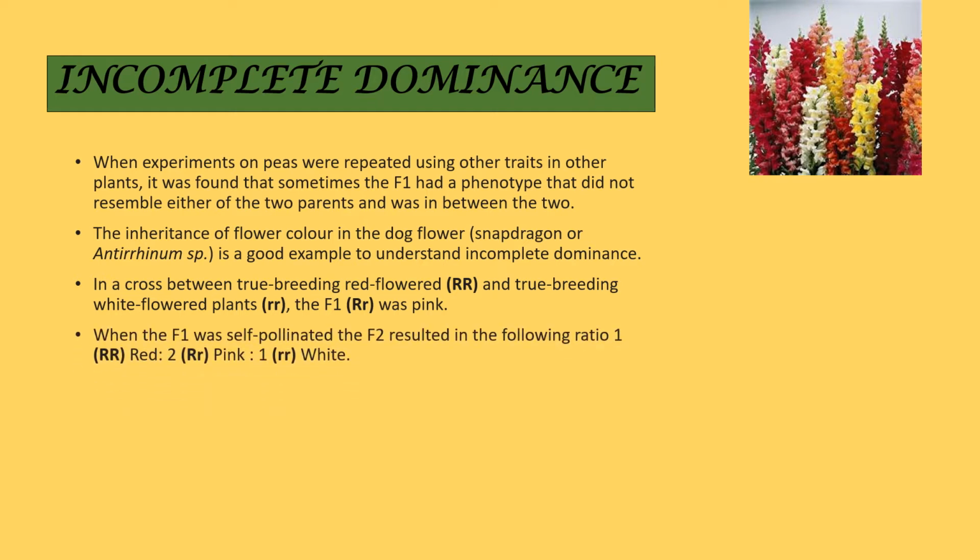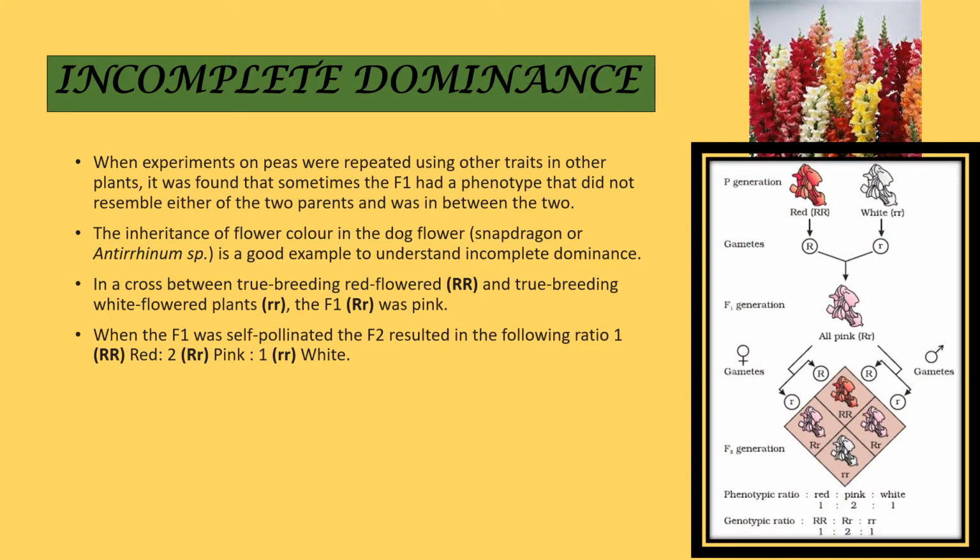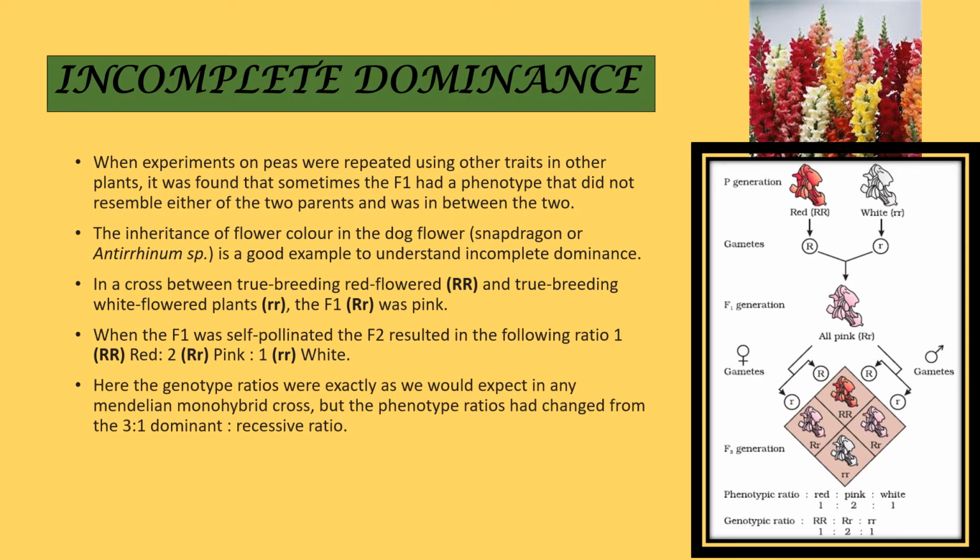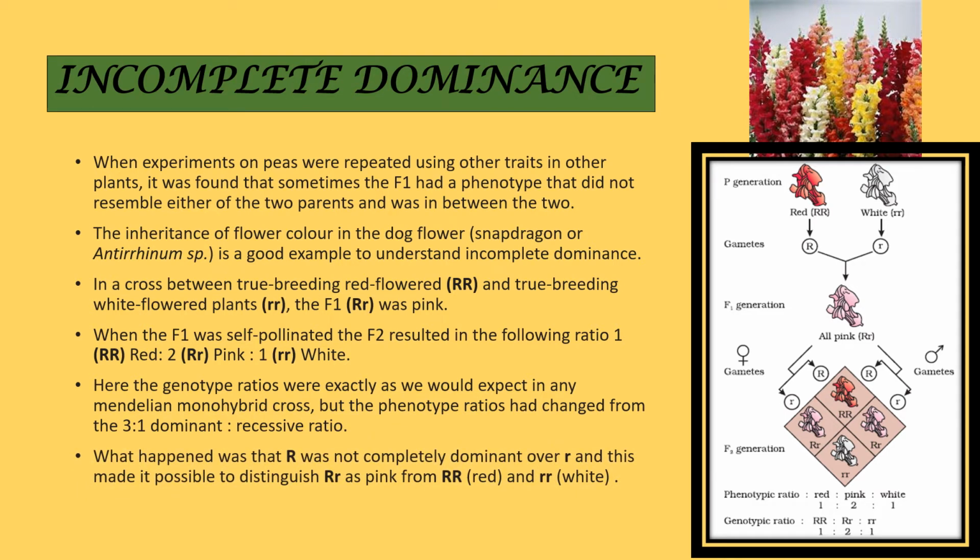When the F1 was self-pollinated, the F2 resulted in the following ratio: 1 red is to 2 pink is to 1 white. Here the genotypic ratios were exactly as we would expect in any Mendelian monohybrid cross, but the phenotypic ratios had changed from the 3:1 dominant to recessive ratio. What happened was that capital R was not completely dominant over small r, and this made it possible to distinguish capital R small r as pink from capital R which is red and small r which is white.